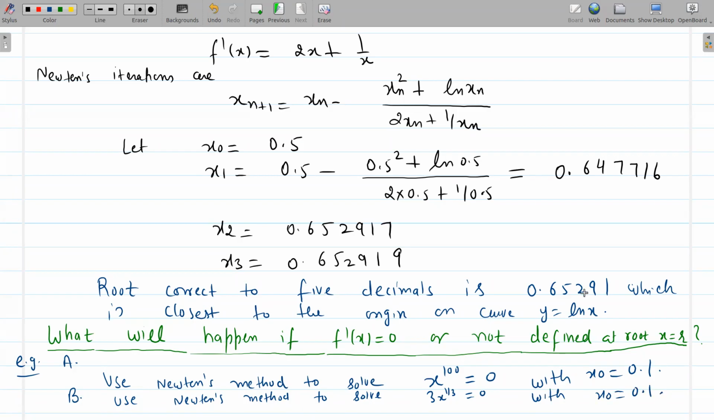So you need to solve two problems. x^100 equals 0, and you can see clearly the root is x equals 0, that is what we have to find. In the second case, x to the power 1/3 equals 0 means x equals 0. So in both cases we have root 0, and we are finding this root starting with 0.1. Okay, so let us solve part 1 first.